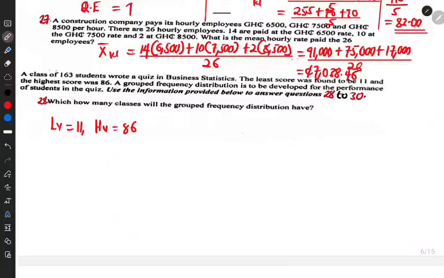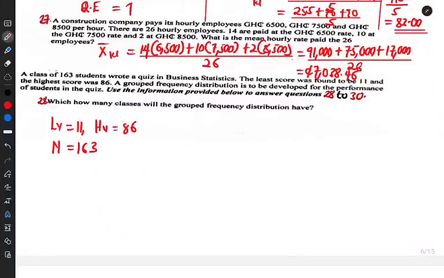It goes on to tell us that a group frequency distribution is to be developed for the performance of the students in the quiz. Use the information provided to answer questions 28 to 30. So the total of the class was given as 163. So n is equal to 163, the total number of students in that particular business statistics quiz class. So what is the requirement in question 28?